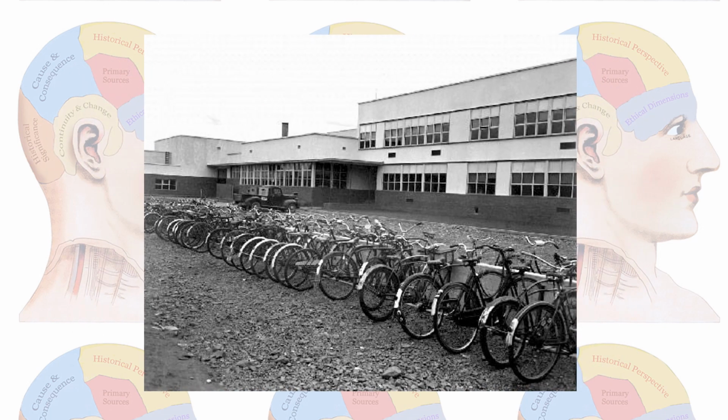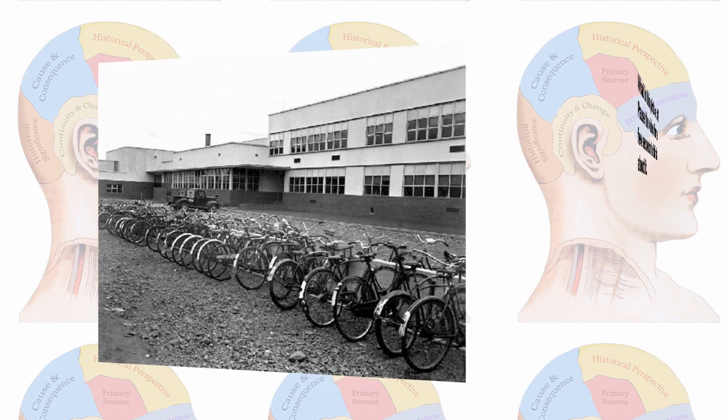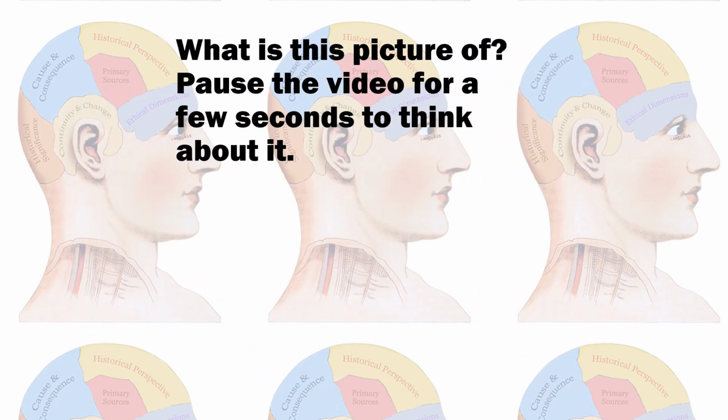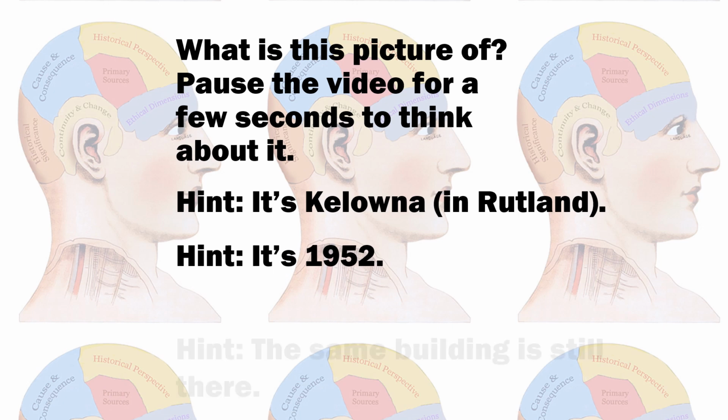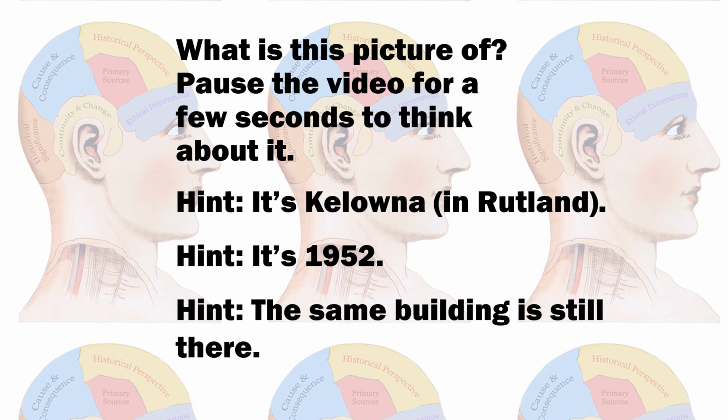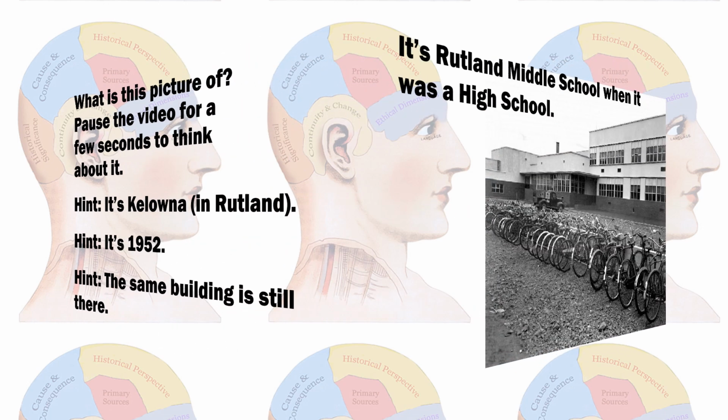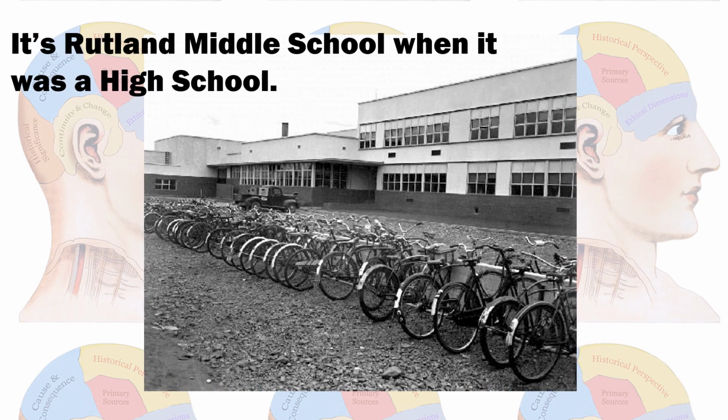Take a look at this picture and see if you can figure out what it is. Once again, pause the video for a few seconds to think about it if you need. It's in Kelowna as well, in Rutland. It's in 1952. And the same building is still there today. It's Rutland Middle School when it was a high school.